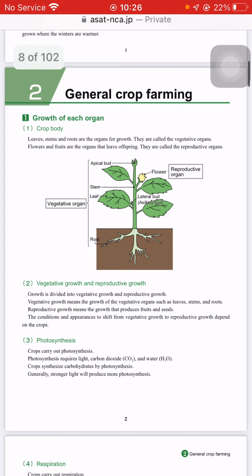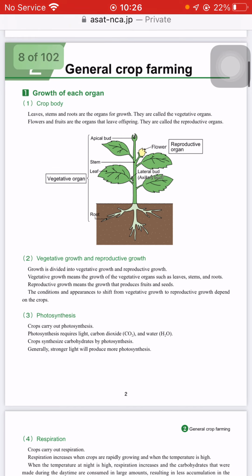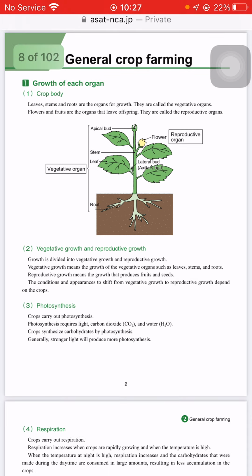Growth is divided into vegetative growth and reproductive growth. Vegetative growth means the growth of vegetative organs such as leaf, stem, and root, and reproductive growth means the growth that produces fruit and seed. The condition that triggers the shift from vegetative growth to reproductive growth depends on the crop.